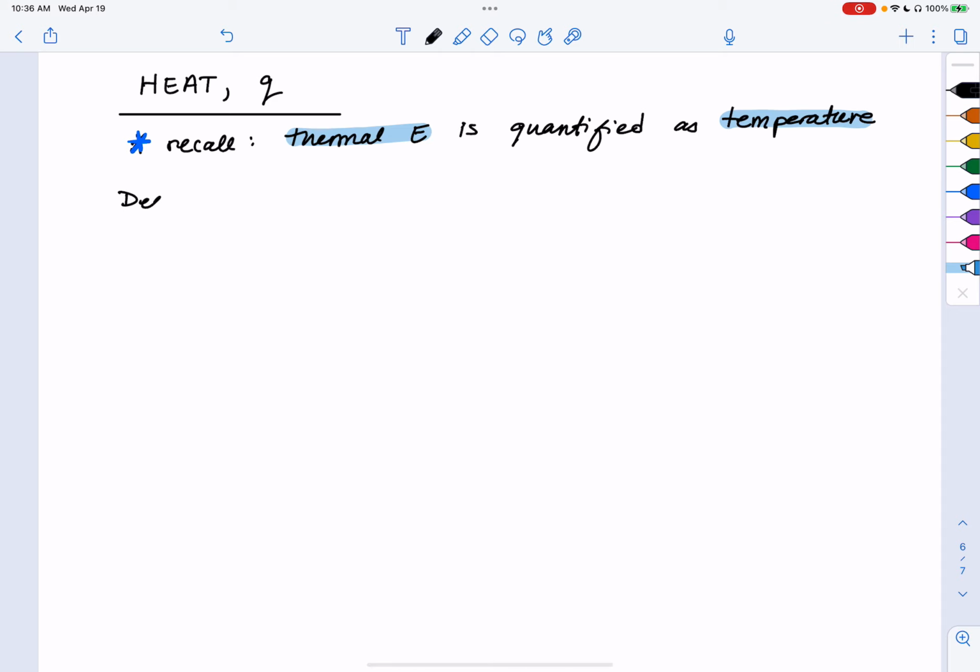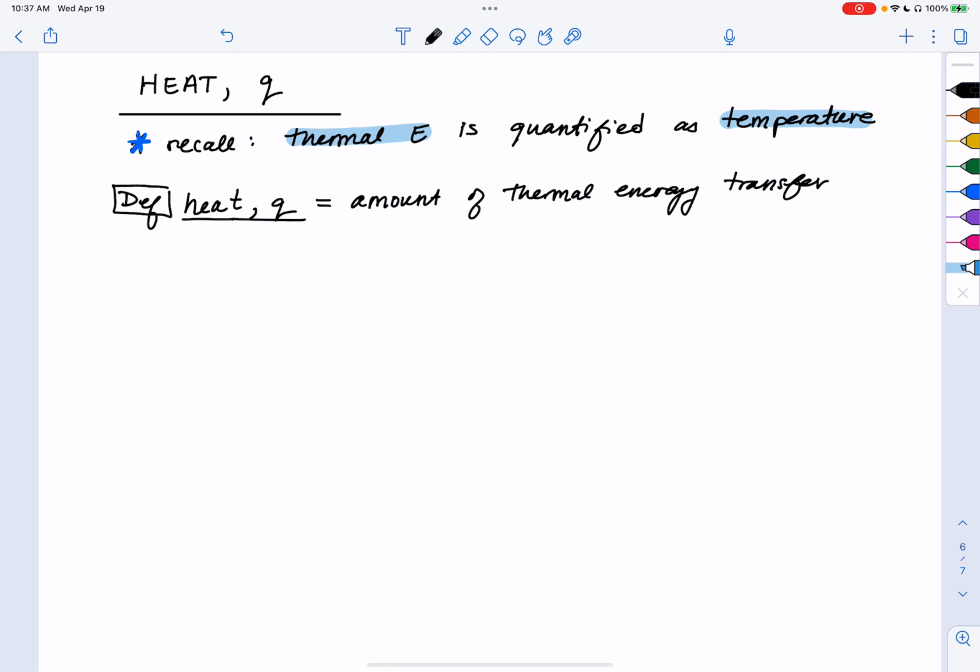So let's define heat, Q. Heat is the amount of thermal energy transfer across some temperature gradient, temperature difference, which we'll call delta T.